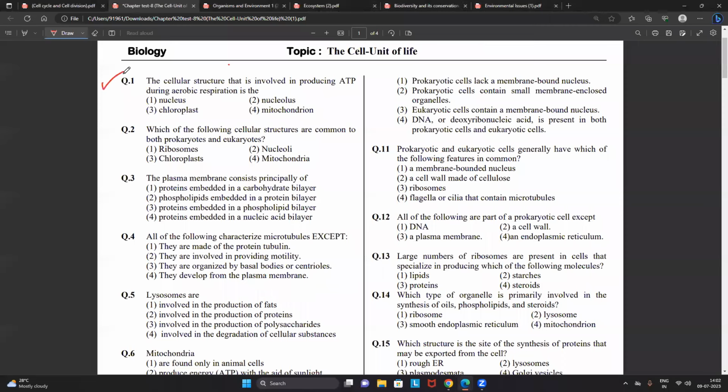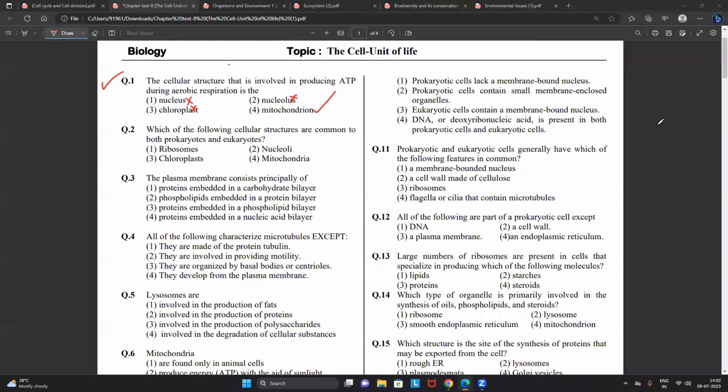So the question number one. I will only solve it, but when the question is tough, I want you to keep on giving the answers. The question number one says: the cellular structure that is involved in producing ATP during aerobic respiration. We all know that the nucleus is not involved in respiration, chloroplast is not involved, nucleolus is also not involved. So the only thing which is involved is the mitochondria. Yes. Now you keep on giving the answer, especially when I stress a particular question.